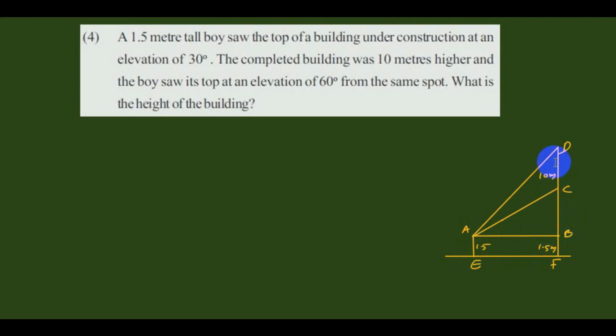We need to get the height of the building. That means this much distance is to be obtained. For this we need to get only the BC. Once we get BC, we will get the whole distance. Now we know this angle of elevation is 30 degrees. Next time the angle is 60 degrees. It is said this much angle is 60 degrees.